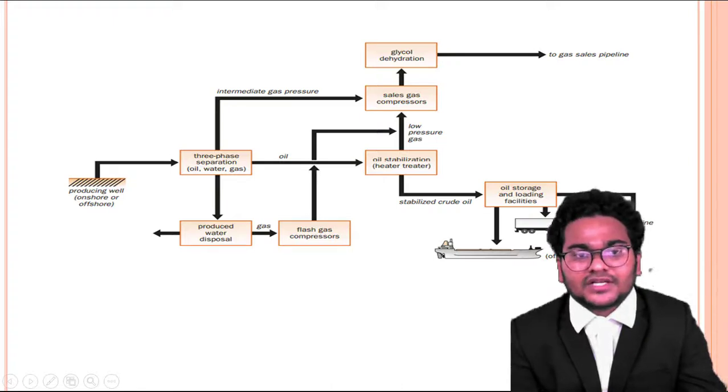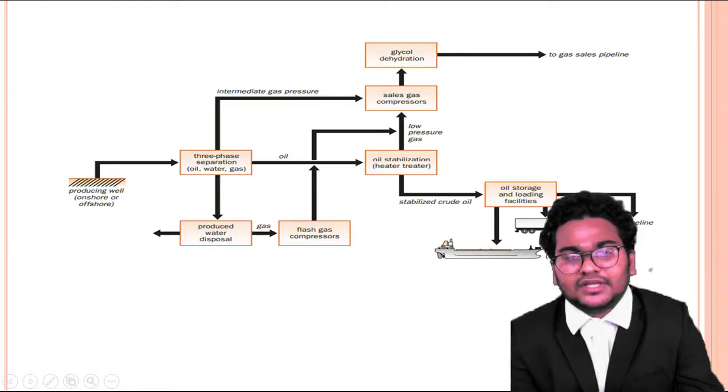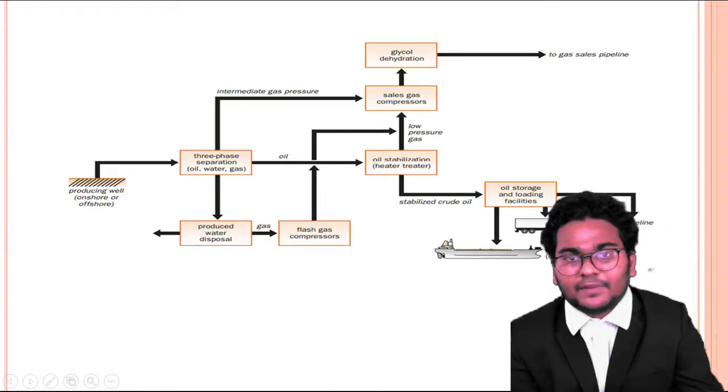From here you can send the water, what you are getting here, the produced water, what you are sending out here, and the remaining gas from here is what you are sending at intermediate pressure. So in the next pressure level, you are sending the gas to the gas compressor. Then here you are using glycol dehydration to remove the water from the gas, and the gas which is used for sales you are sending to the pipeline.